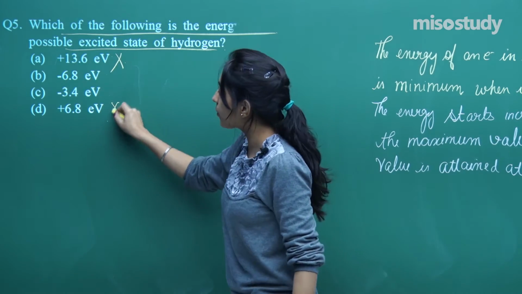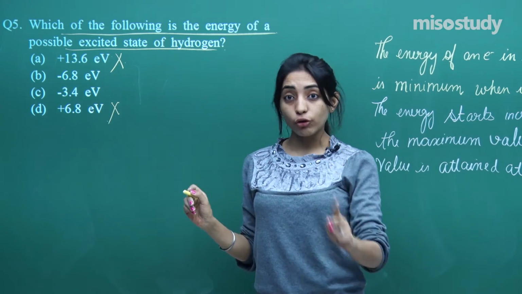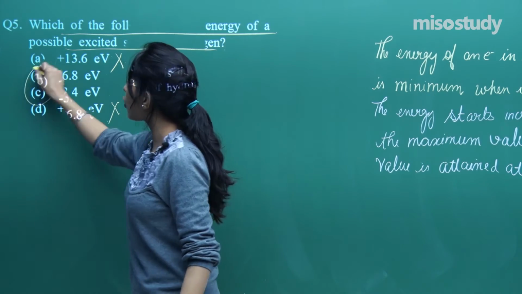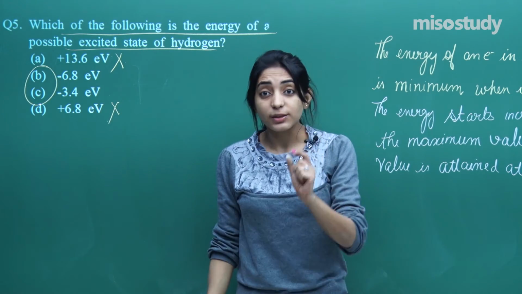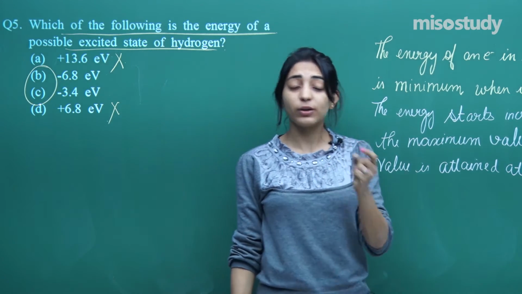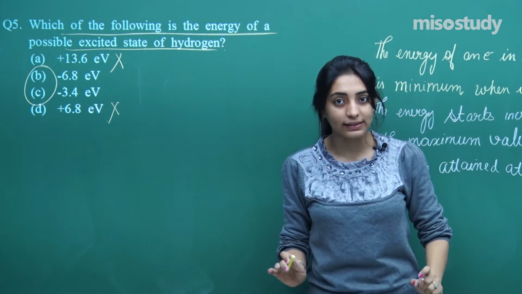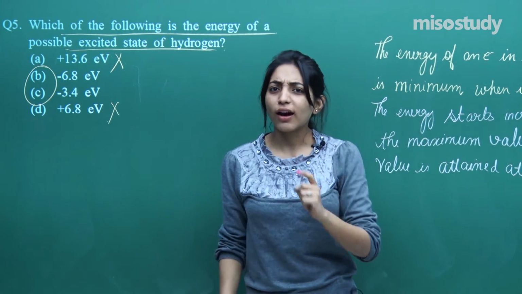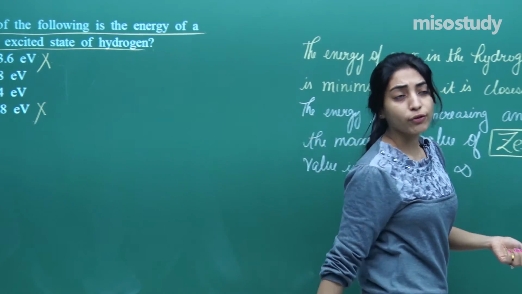So even this can't be the answer. Now we are left with two options. Either the energy can be this or energy can be this, because both of them are lying in the scale between 0 to minus 13.6. Okay. Now do you remember one more point that I have told you?